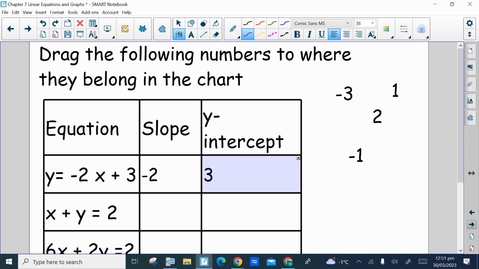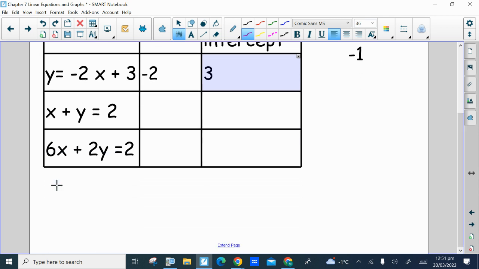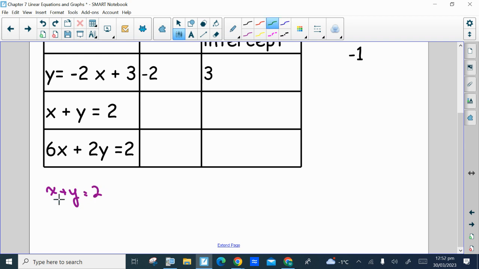Why not? Because you don't have y by itself. Sure, y is in the equation. You need to get y by itself. So sometimes we need to do some algebra to get y by itself. And in this case here, that algebra would be to subtract the x from both sides. That's what we would do to get y by itself.